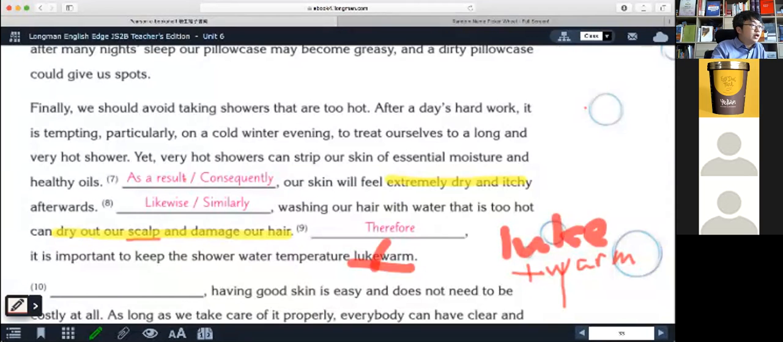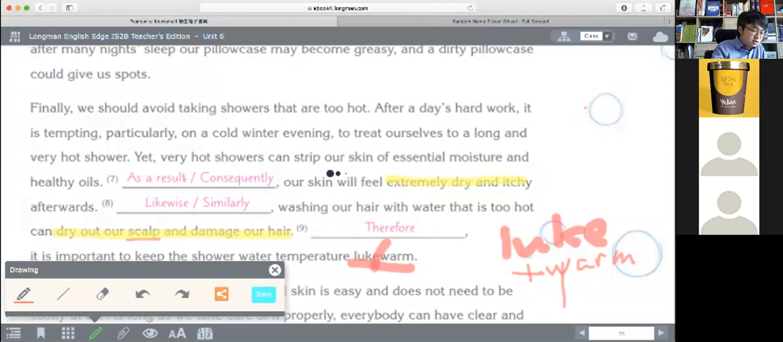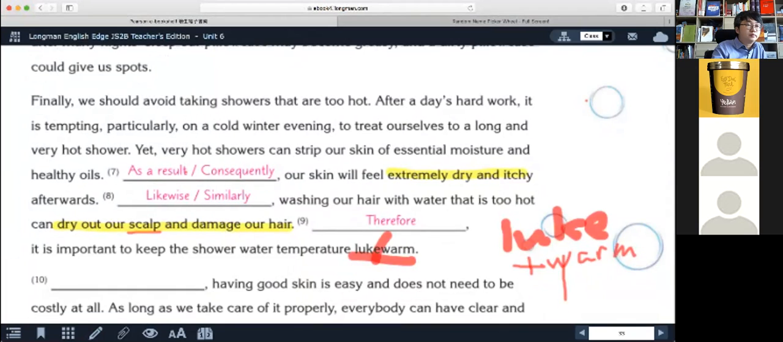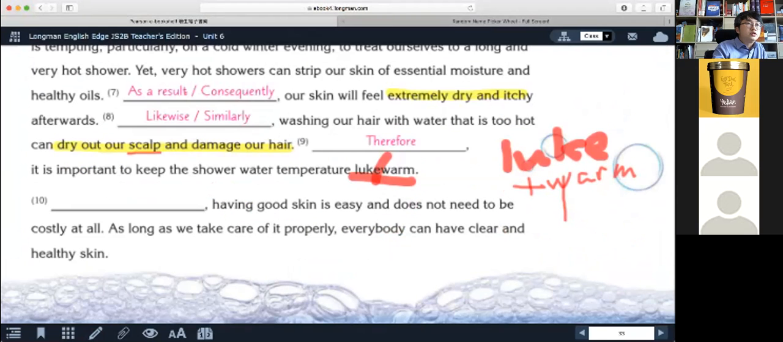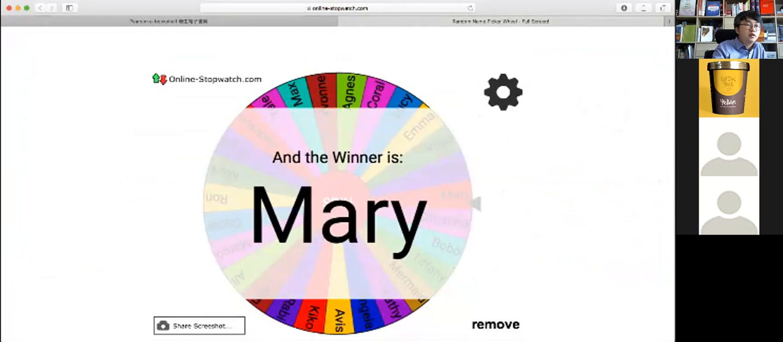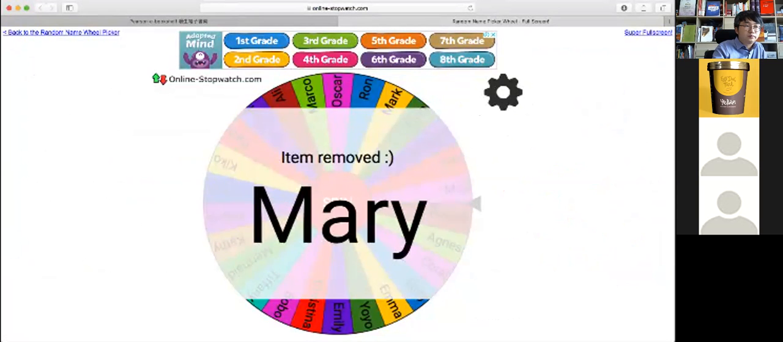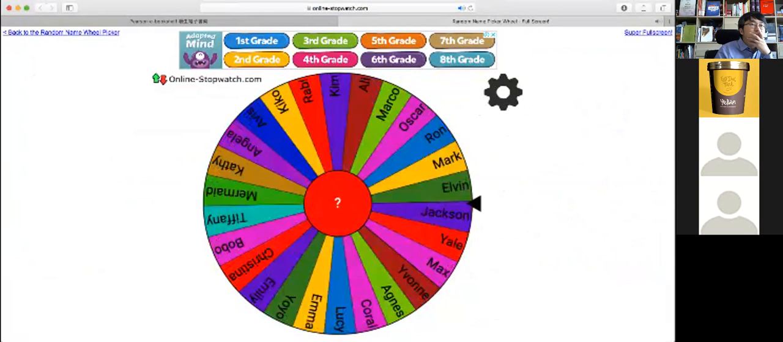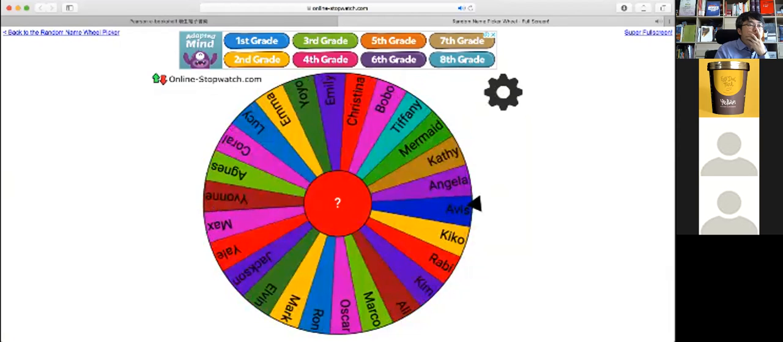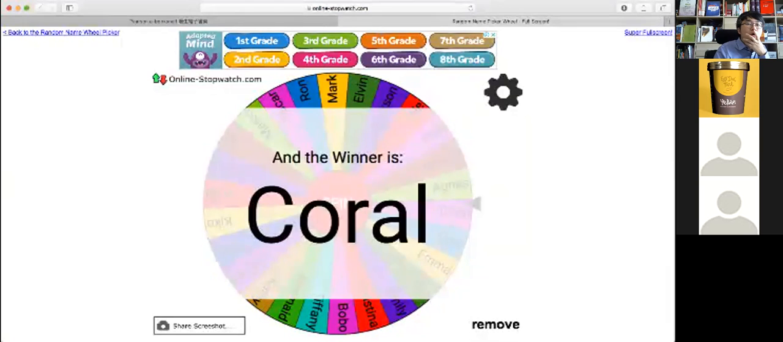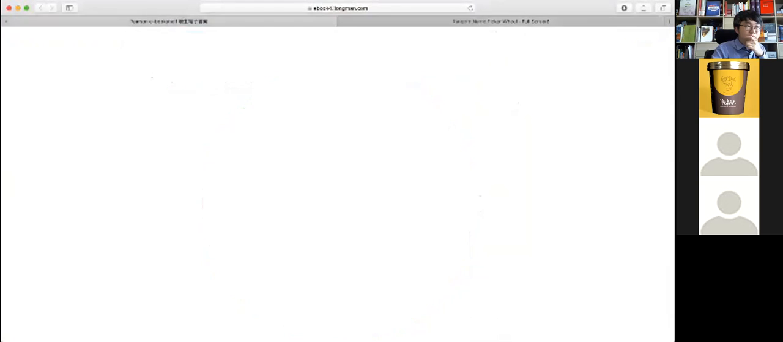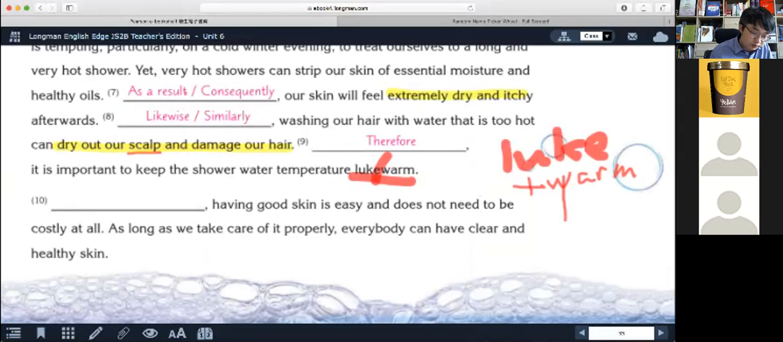Okay. So now let's look at the last sentence. So the last paragraph. Here. So let me pick someone. Carl. Yes, please give us the answer. The whole paragraph, please. Read the whole paragraph with the answer.